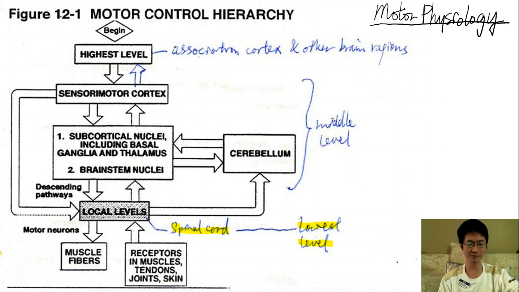But how come here it says spinal cord is the lowest level? Well, believe it or not, our spinal cord can actually generate action or movement, and the action and movement it generates we call reflex. So at the spinal cord level, the motor responses are reflexes.